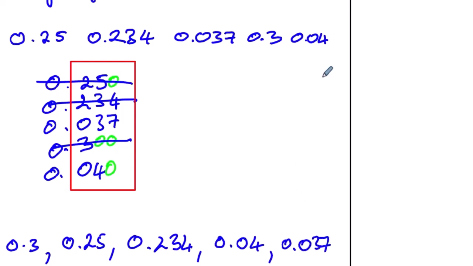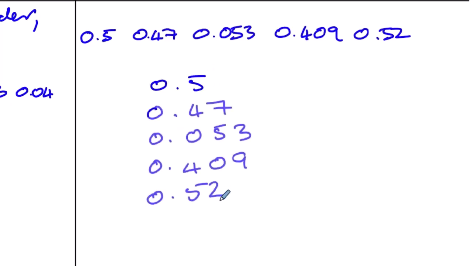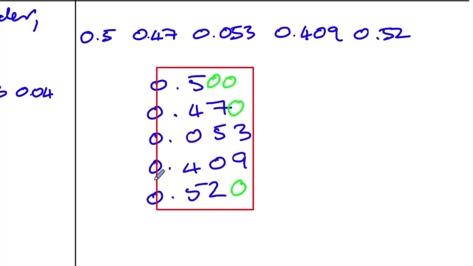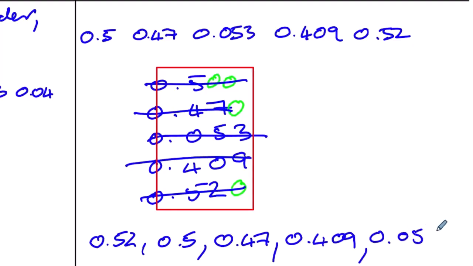It is easy peasy. Let's take another one, 0.5, 0.47, 0.053, 0.409, and 0.52. Again, I would add zeros into the mix, and then I would compare this block of numbers here. So I've got 520 as the biggest, so 0.52 is the biggest. Then I've got 500 as next biggest, so 0.5. Then 470, so 0.47, and then 409, so 0.409. And then finally 0.053.